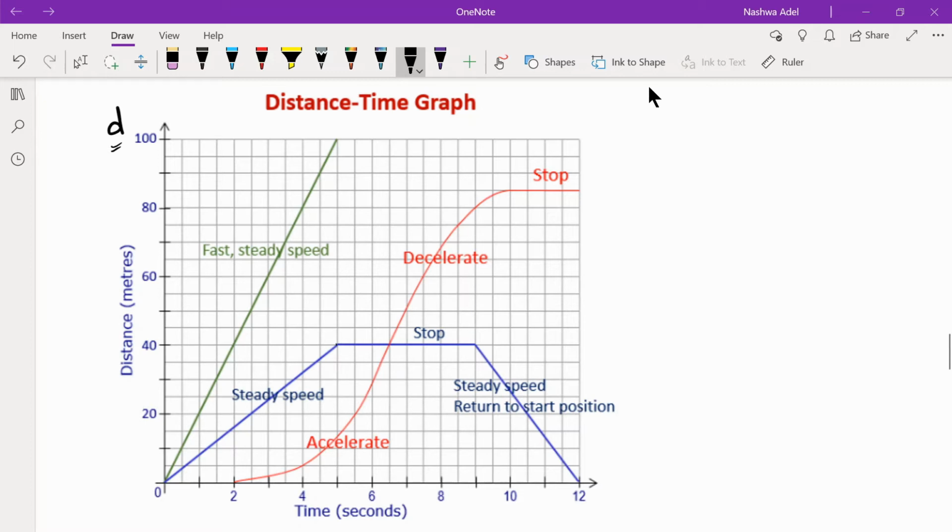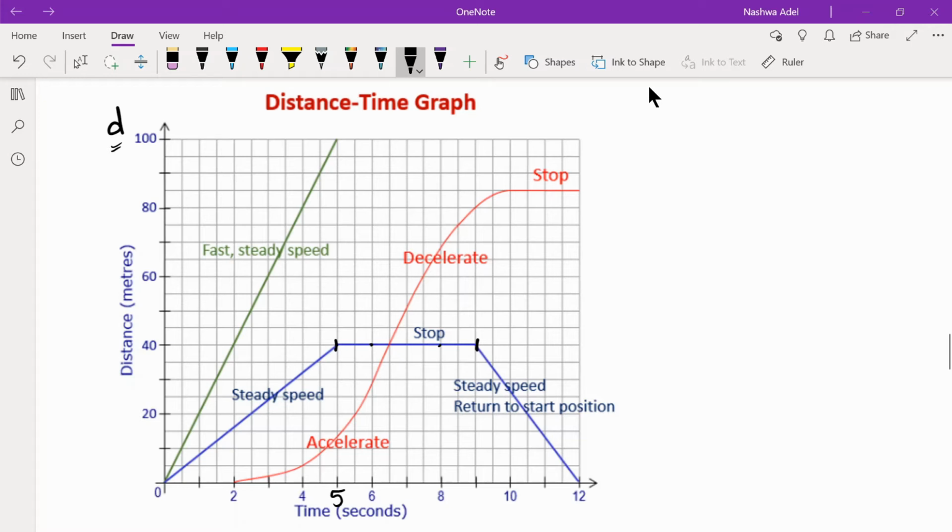Okay? Again, look at this part of the blue line. At time 5, the object is placed at point 40. At time 6, the object stays at point 40. At time 8, the object stays at point 40. So here the object is stationary. So this part represents a stationary object.